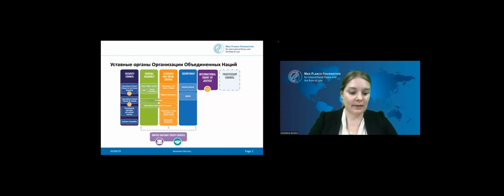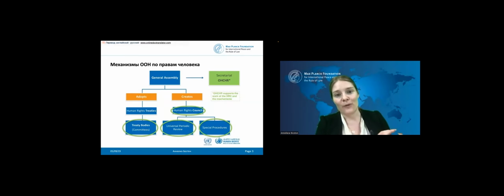So this was a slide that you saw last week. And so this week, we're going to specifically focus on the human rights mechanisms of the United Nations. So moving on from that more general slide about the United Nations, this shows more specifically the human rights mechanisms. So as you can see here, the General Assembly adopts human rights treaties. And these human rights treaties have their own treaty bodies. And these treaty bodies have their own reporting procedures, and you're also able to submit individual complaints to them.